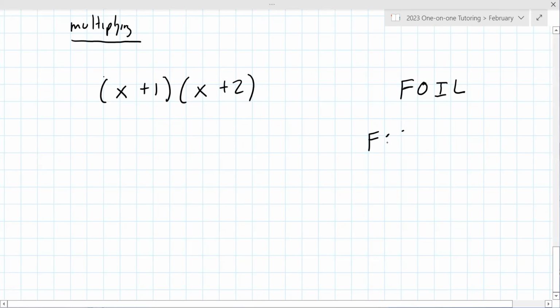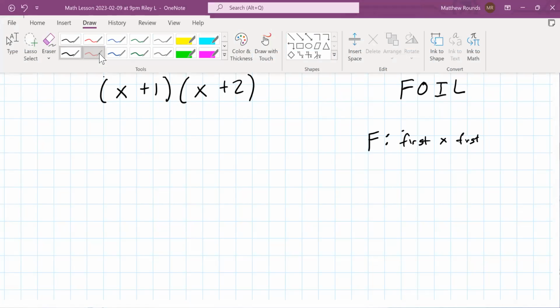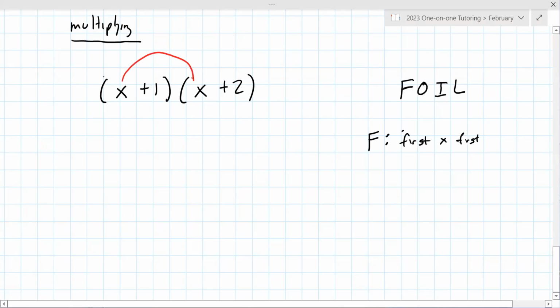So F means first times the first. So here is the F, x times x, which is x squared. And then the outer ones would be the x and the 2. And then the inner would be the 1 and the x. And then the last would be the last 1 and the 2. Yes.